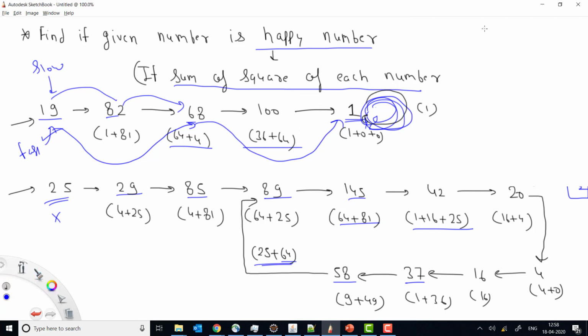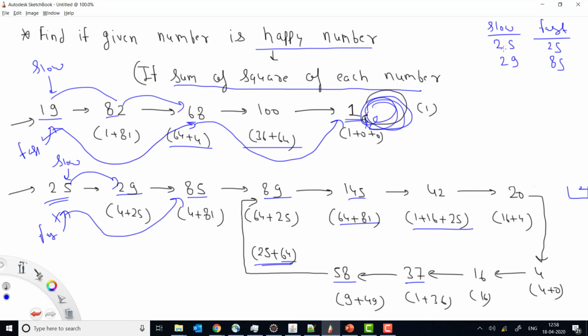So now here also let's take slow, and here also let's take fast. At the starting, slow is here and fast is here. Slow will move by 1 position and fast will move by 2 positions. At the starting they are both at 25. Now slow will move to 29 and fast will move by 2 positions, so fast will move to 85. Why? Because slow will move here and fast will move 2 positions here. How do we get 2 positions? That's very easy: first of all we get the square by 1 position, then we again take the square of this one and we get 85, right?